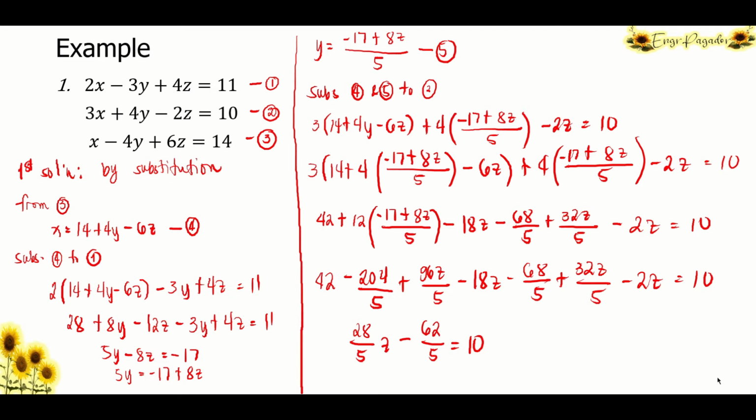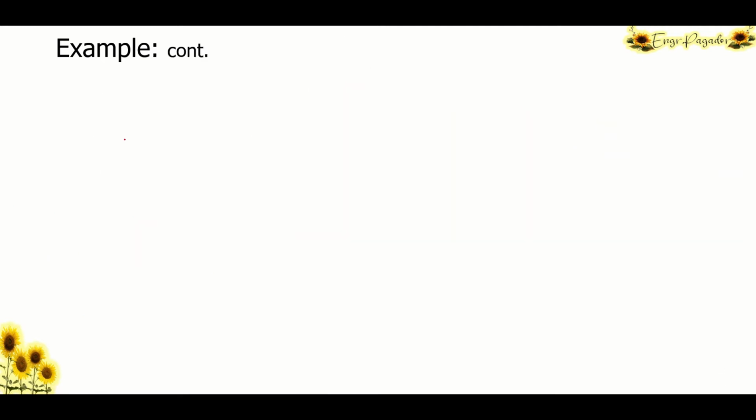And we will have 28 over 5 is equal to 112 over 5. Okay. So, in the previous videos, sinabi ko doon that if we have the same denominator, we can just cancel them out. So, we can cancel si 5 here, and we will be left with 28z equal to 112.